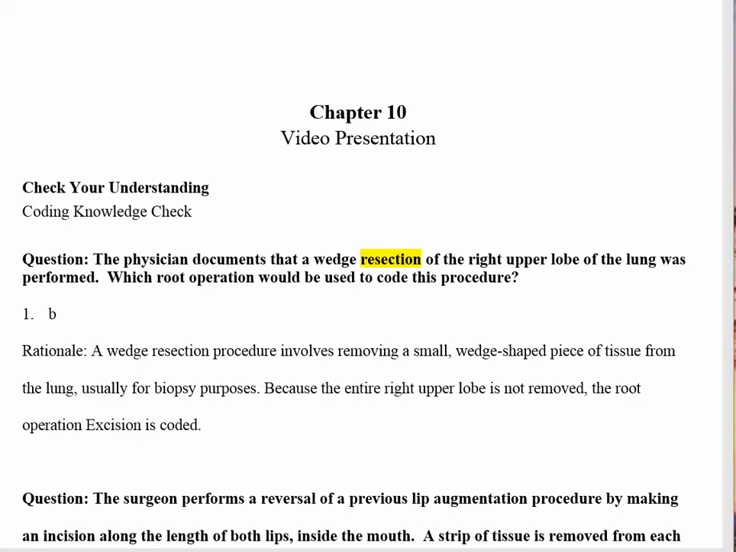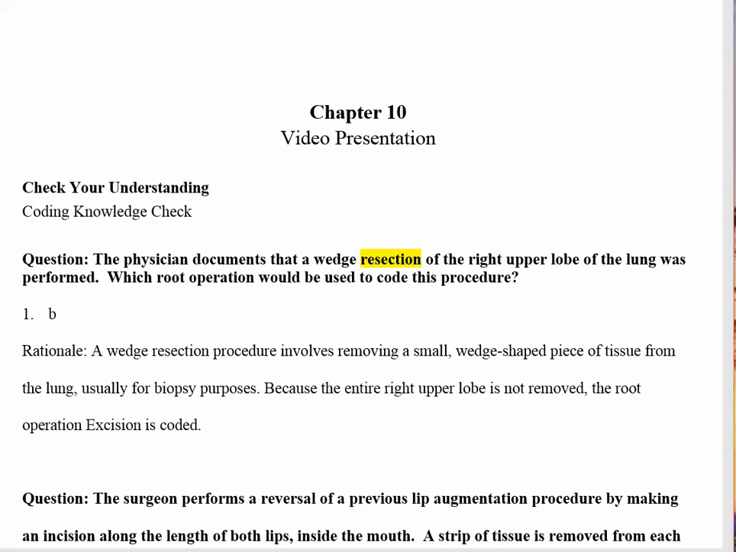I wanted to go through some of the assigned non-graded exercises found at the end of Chapter 10 that focus on ICD-10 PCS coding for the respiratory system. So I'm going to start out talking about the first 5, which are multiple choice or fill in the blank.